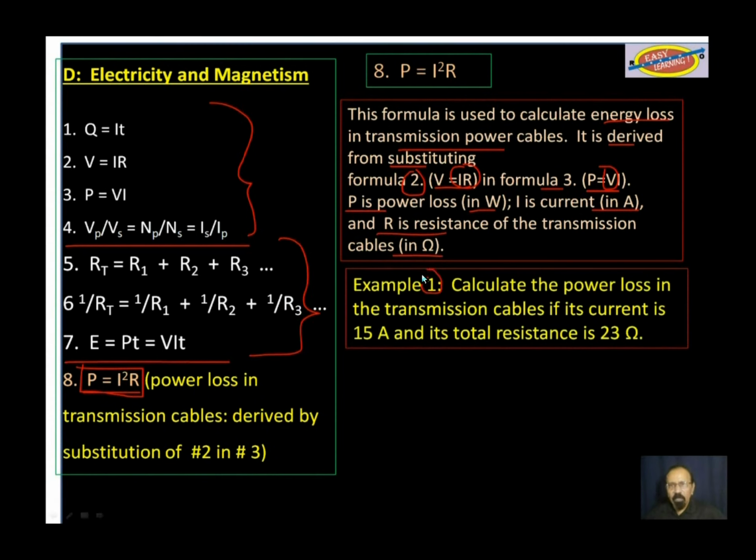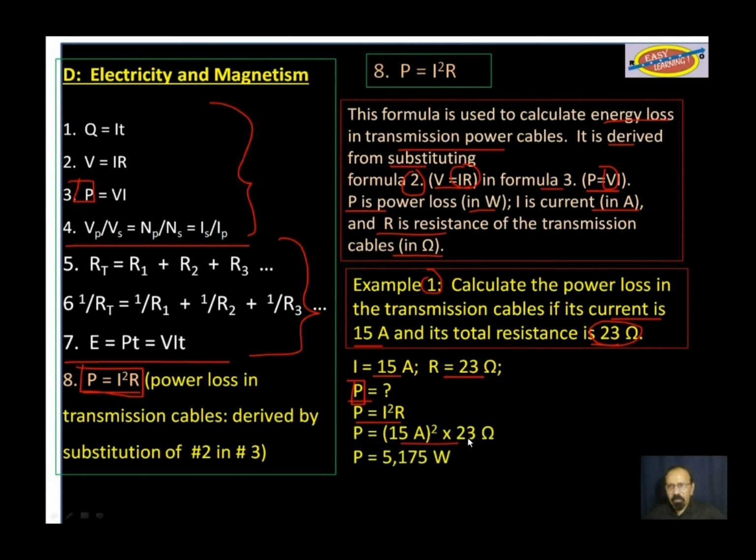Example 1. Calculate the power loss in transmission cables if its current is 15 amps and its total resistance is 23 ohms. So we know the current, we know the resistance, we want to find the power loss in cables. Now, do not mix up this power here with that power there. All right, so power loss in cables. P is equal to I squared R. Substitute the numbers we are given, and we get 5,175 watts.